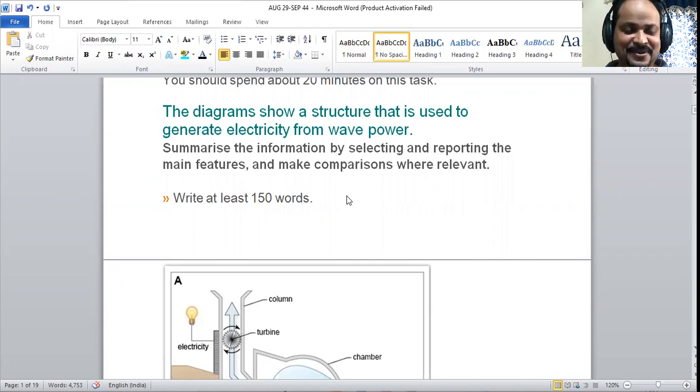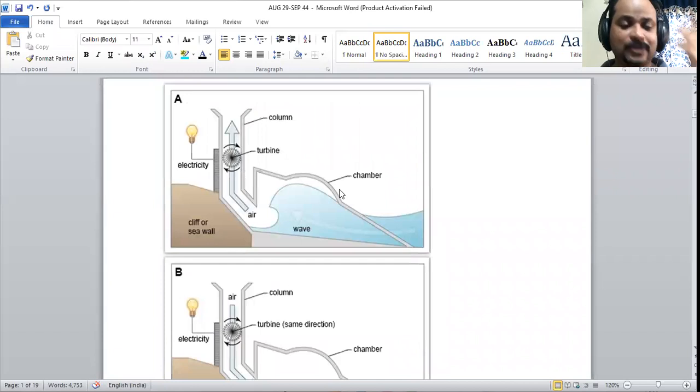Hi everyone, today we are going to discuss a diagram, not one diagram, two diagrams. This is an academic task one, not a classical task one, and it is a picture showing the structure that's used to generate electricity from wave power. So we have two pictures here. Picture number one is marked as A, picture number two is marked as B. And what exactly is happening in A and what exactly is happening in B, this is what we are going to assess today.